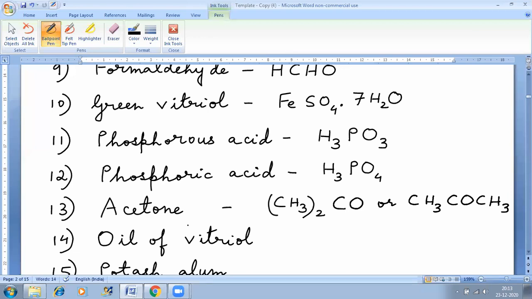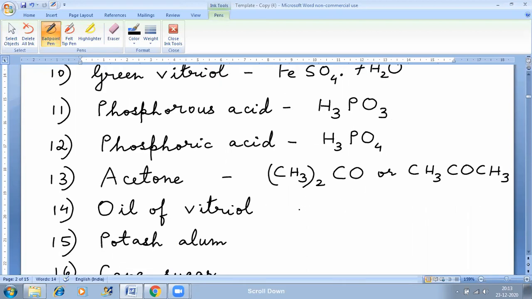I have a doubt in this. Sir, in acetone, can we write C3H6O? No, you cannot write that. These are the only two ways. Fourteenth one: H2SO4, sulfuric acid, is also called oil of vitriol.